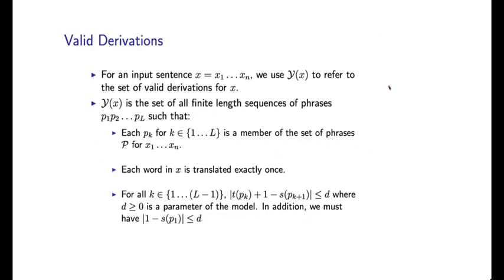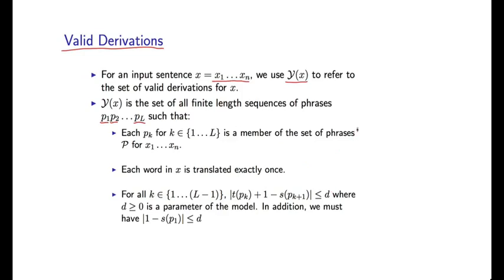So let's now look at what makes a valid derivation for an input sentence that we're trying to translate. For any input sentence x, which consists of n words, x1 through xn, I'm going to use Y of x to refer to the set of valid derivations for that sentence. This slide is going to give the abstract definition. On the next slide, I'll give an example illustrating these ideas. So Y of x is going to be the set of all finite length sequences of phrases, P1, P2, up to PL, where L can be any length, where we satisfy the following constraints.